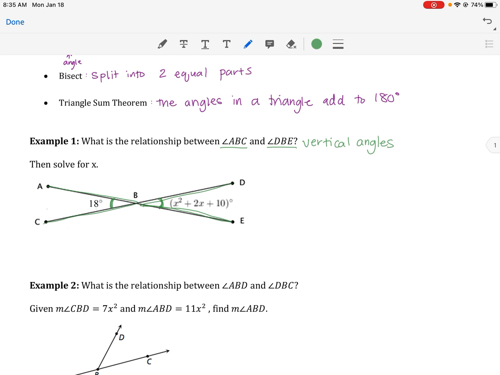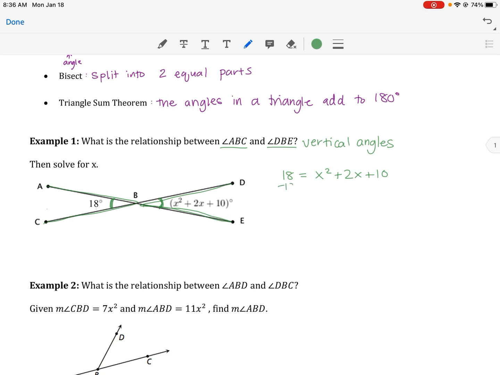Vertical angles are angles that are across from each other. So when you've got two lines that intersect, they're the ones that are across from each other. And in this case, if they are congruent, we can set those two angles equal to each other. So 18 equals x squared plus 2x plus 10. And we're going to solve for x.